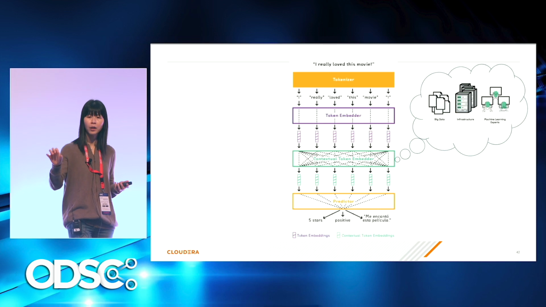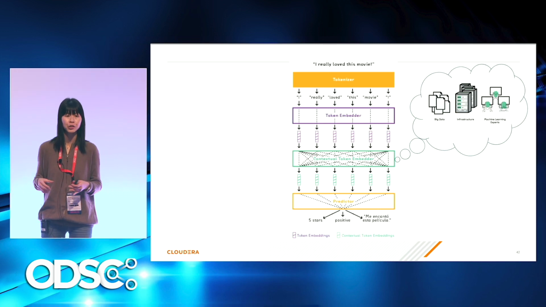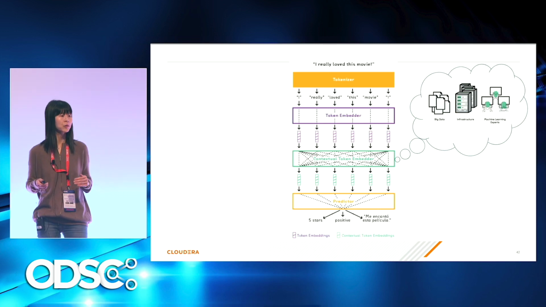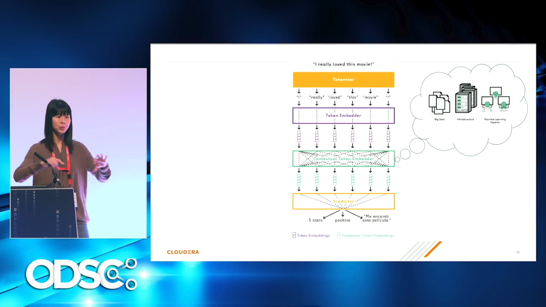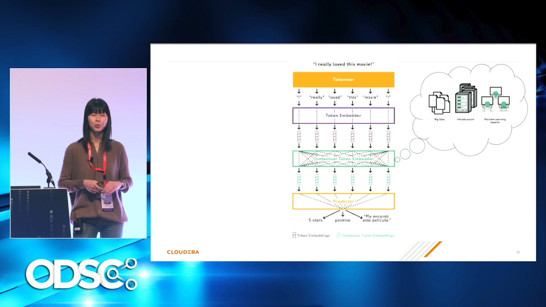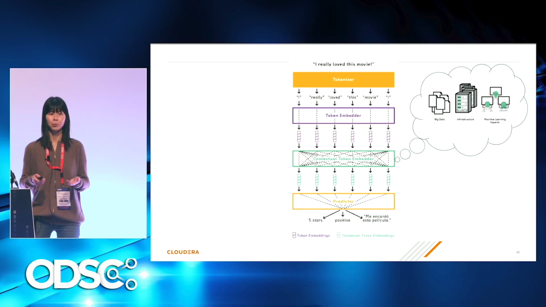So the word fall as a season and fall as an action will have different mathematical representations. Now with that, you can then just tag on the predictor that you have already to predict ratings or sentiment or whatever you want.